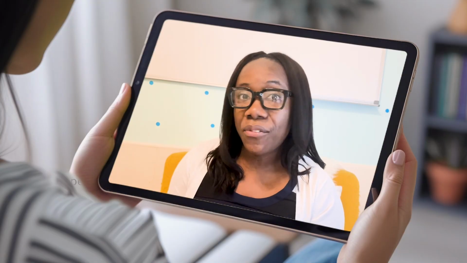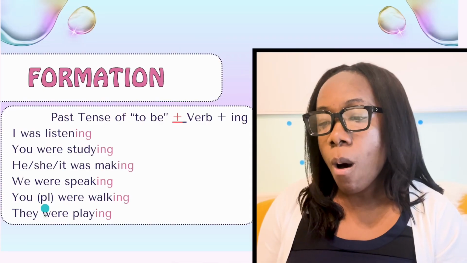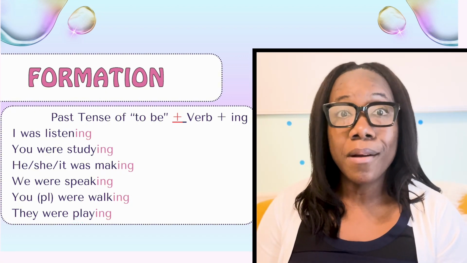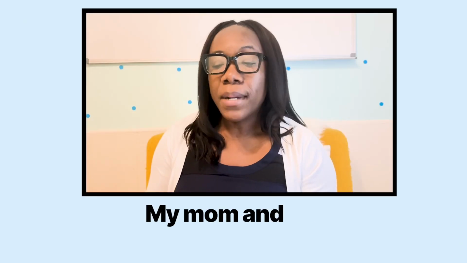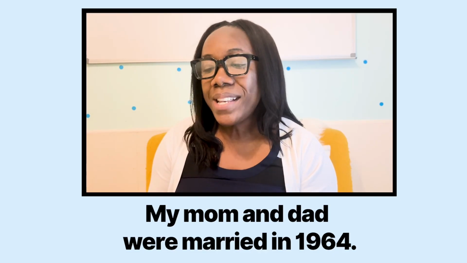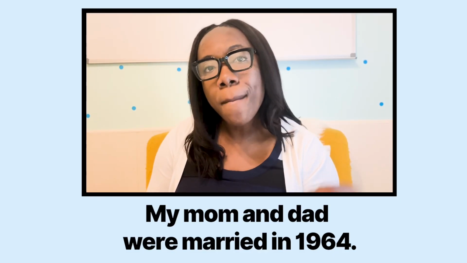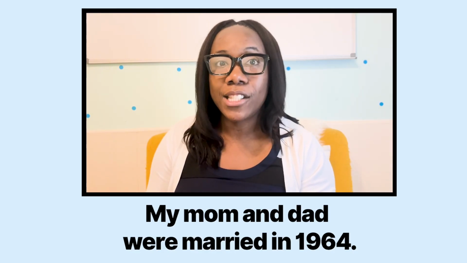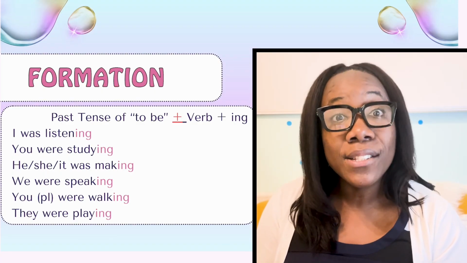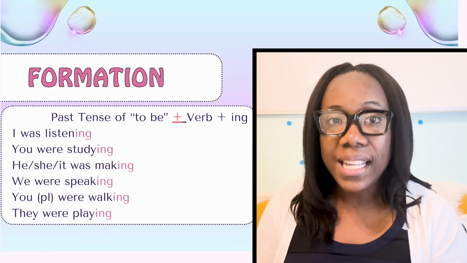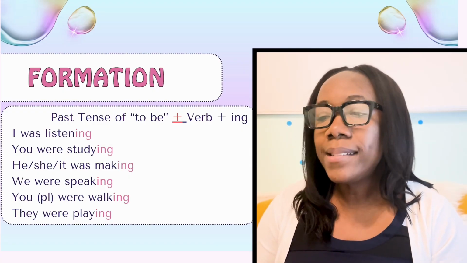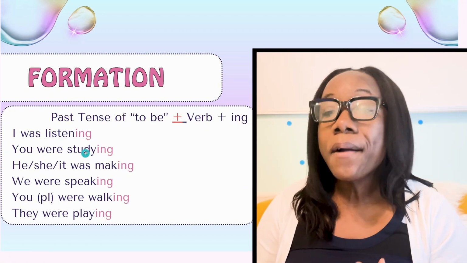So don't be surprised if you hear people saying, for example, oh, my mom and dad was married in 1964. But it's incorrect because my mom and dad can be replaced by the subject pronoun they. So we would need to say my mom and dad were married in 1964. All right. So again, the past progressive is formed using the past tense of to be, which is I was, you were, he, she, or it was, we were, you in the plural were, and they were, plus the verb with ing.